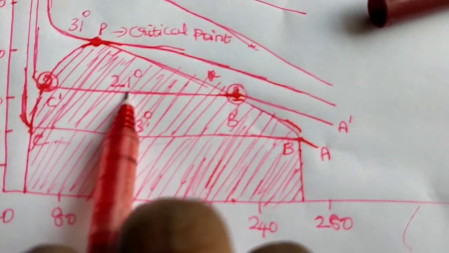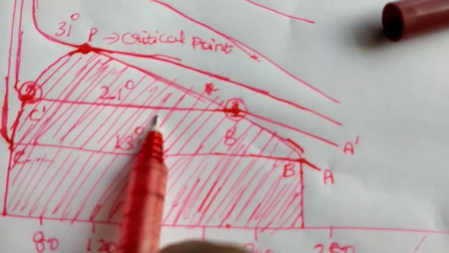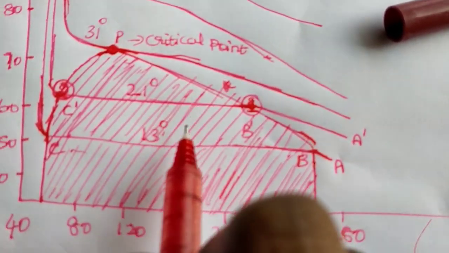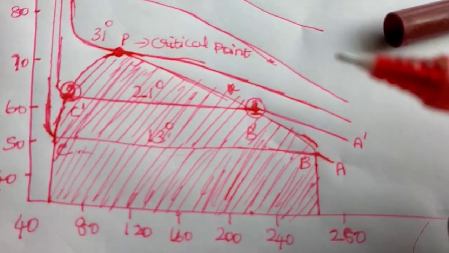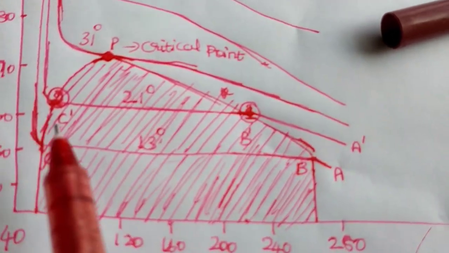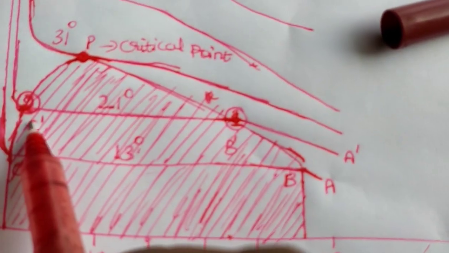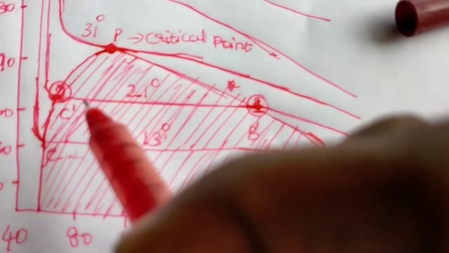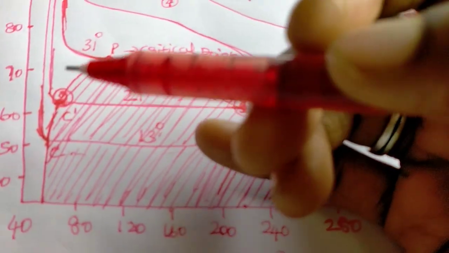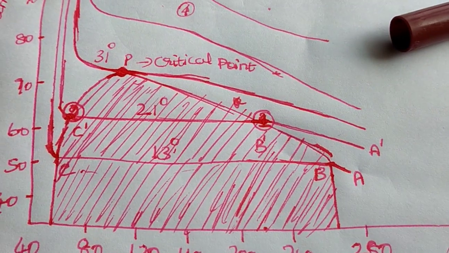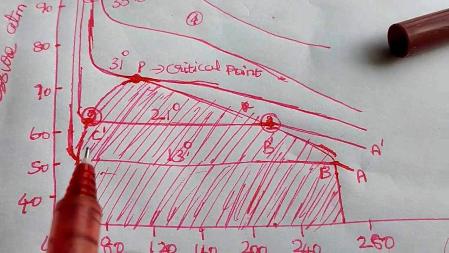In between that area, the carbon dioxide molecules coexist. That means gaseous particles and liquid particles are both present in this area from P dash to C dash. On reaching the point C dash, the carbon dioxide gas is completely converted into liquid form.